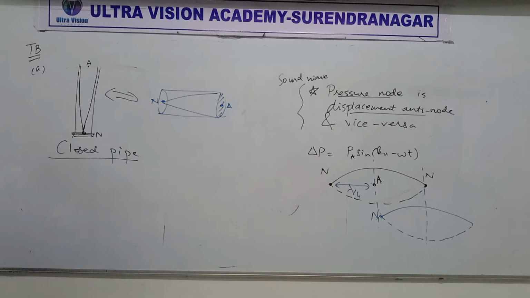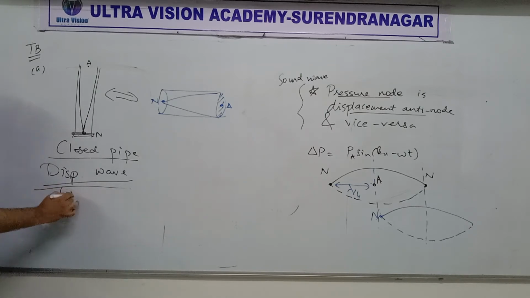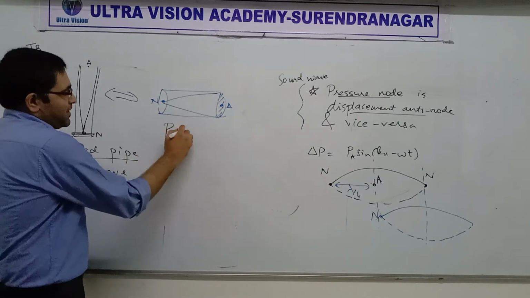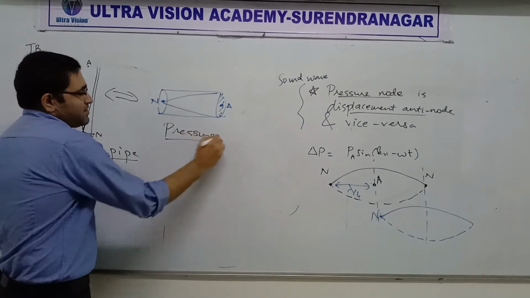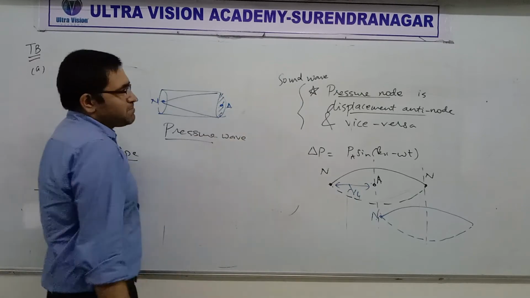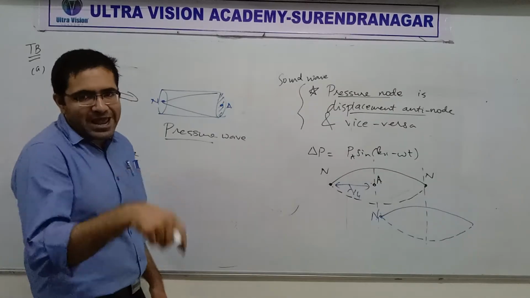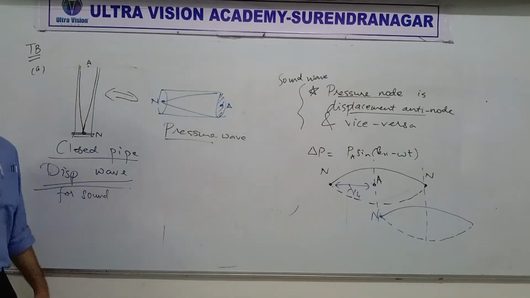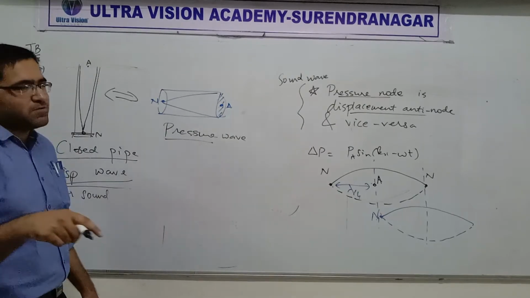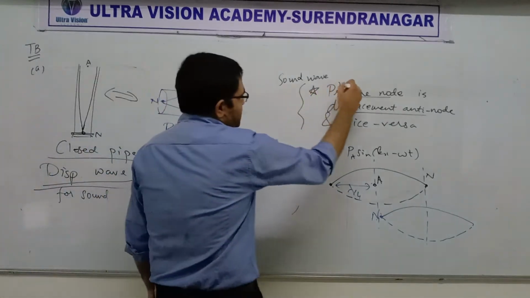Okay, why is it like that? The reason is they are drawing displacement wave for sound. I repeat, they are drawing displacement wave for sound. And we have drawn pressure wave. Hopefully you remember that I only explained about displacement wave for sound today. Right? Before this day I didn't even mention displacement wave for sound. We were just talking about pressure.